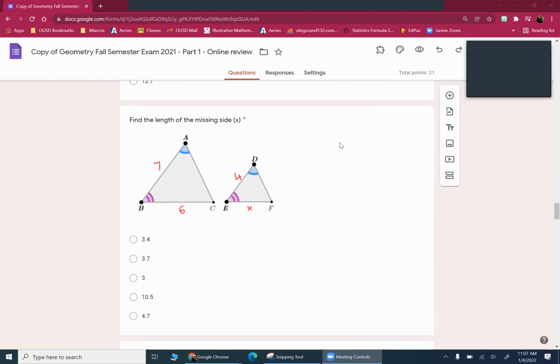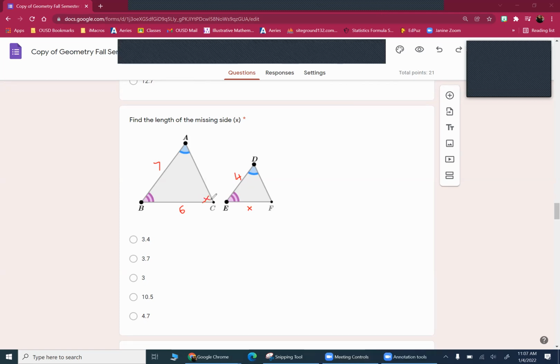Length of a missing side. So same thing. Because I've got the 2 angles that match up and the 2 angles that match up, I know these are similar. I don't need to know about that third angle. That third angle I get for free, because the angles have to add up to 180. So once I know 2 of them, I know the third. Okay. And then it's just a basic proportion problem.